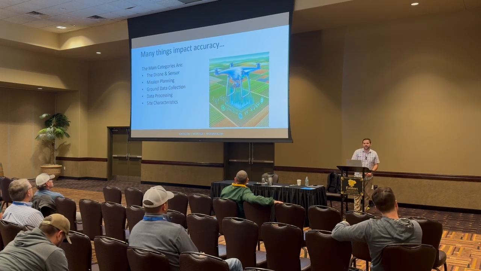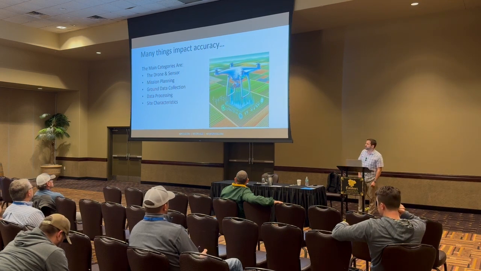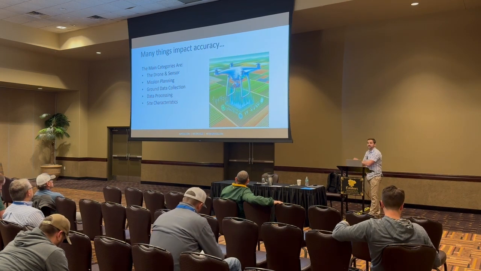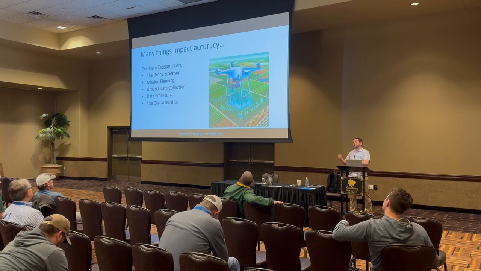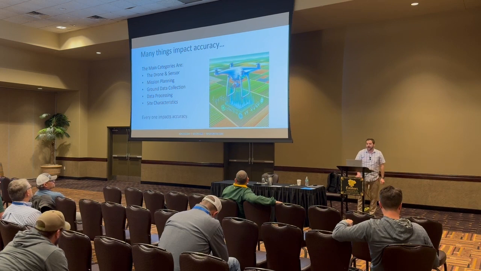As well as the site characteristics totally impact accuracy as well. How big is the site? How far is it from RTK and that sort of thing? How much vegetation is there? What type of vegetation? Is it more rocky? Is it dirty? Is there high reflectivity on the site?